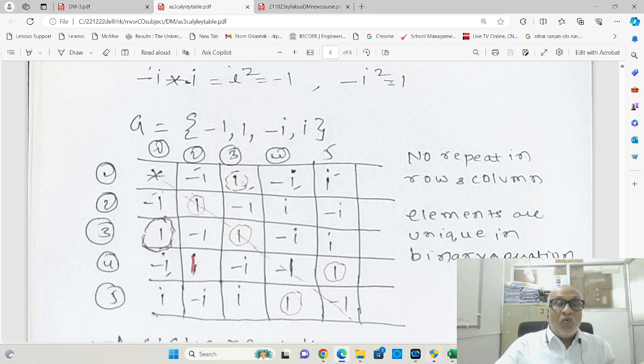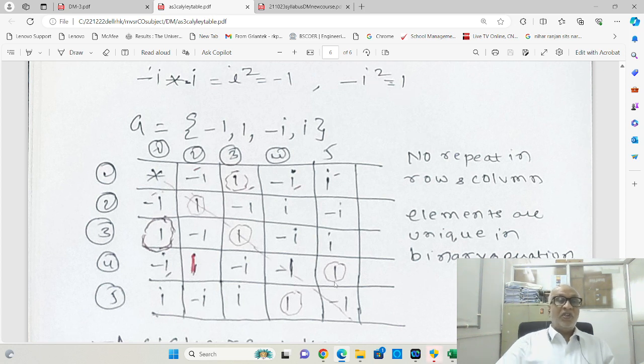Minus i into 1 is minus i. Correct. This is i and this is minus i. Then minus i into minus i will be i square, which is equal to minus 1. Minus i into i will be minus i square. So minus i square will be 1.